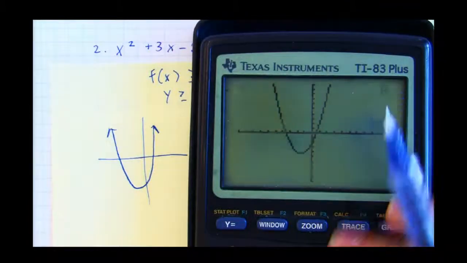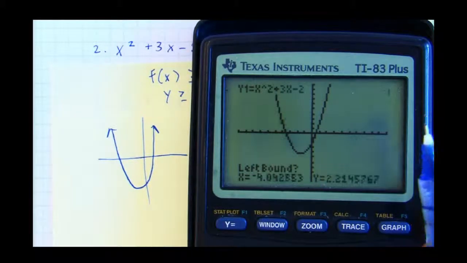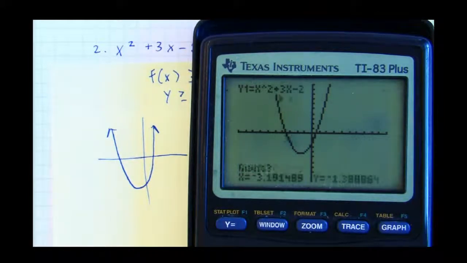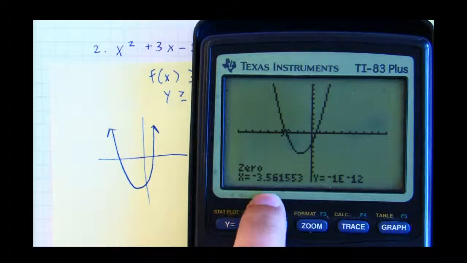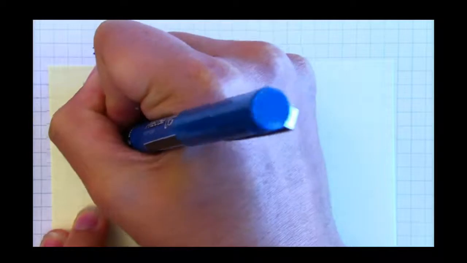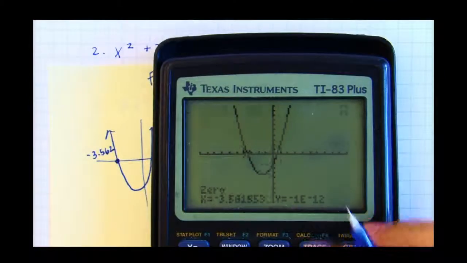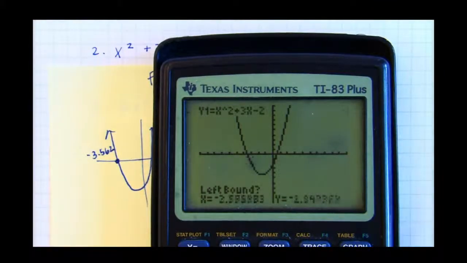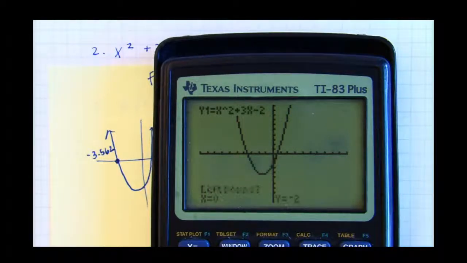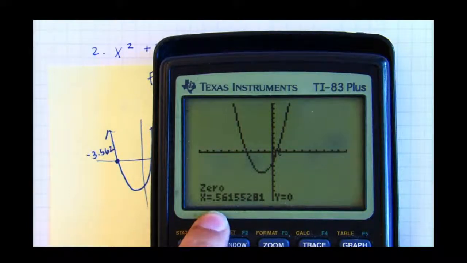So I'm going to do second calc, 0, find a left bound of the first one, right bound. I'll end up at x equals negative 3.562. So at this value, negative 3.562. And then I'm going to find my other 0. So second calc, 0, go over to the left, to the right, and I'll end up at x equals negative 0.561.